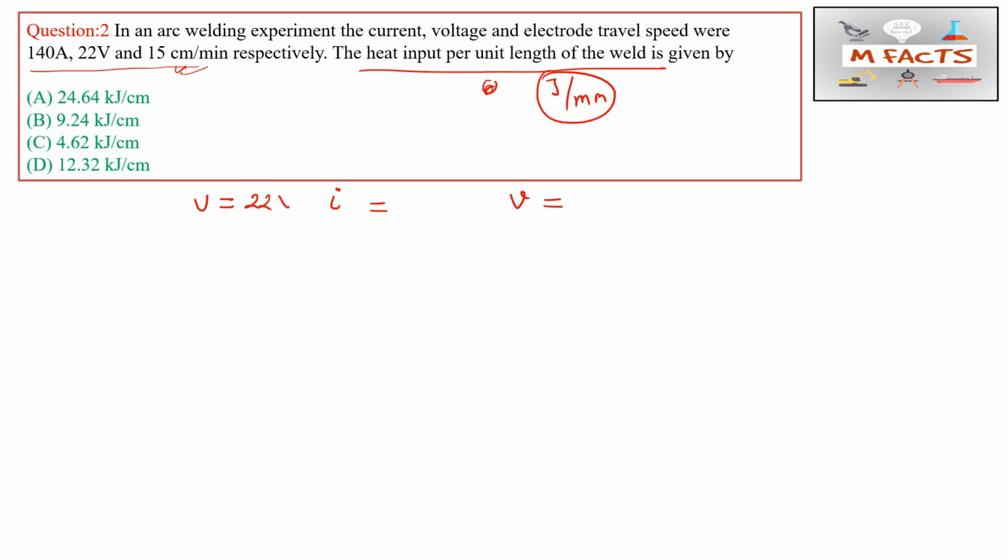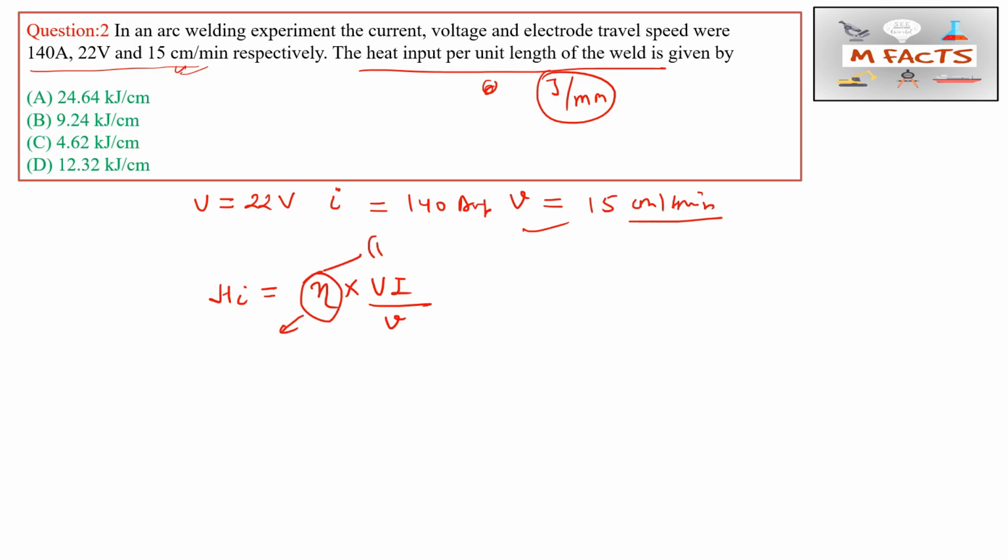So this V is 22 volt, this I is 140 ampere, and this v is 15 centimeter per minute. They have given it in minutes. This is the electrode travel speed. We need to calculate the heat input per unit length. We know the formula of heat input per unit length: HI is equal to, as I told you, efficiency multiplied by VI by v. They have not given the efficiency, so we will take it as 1, because in a few welding processes this efficiency is 1. So HI is equal to VI by v.